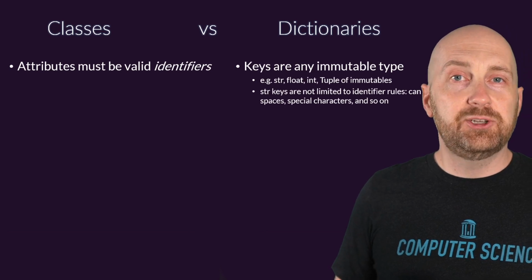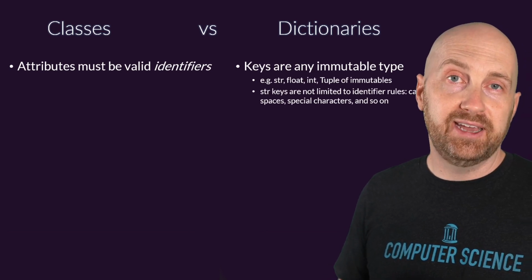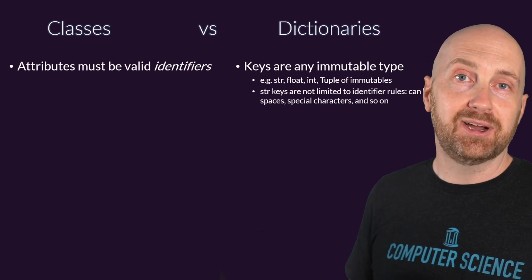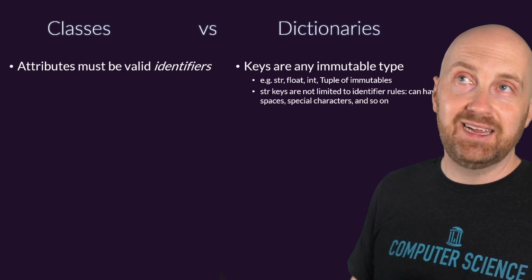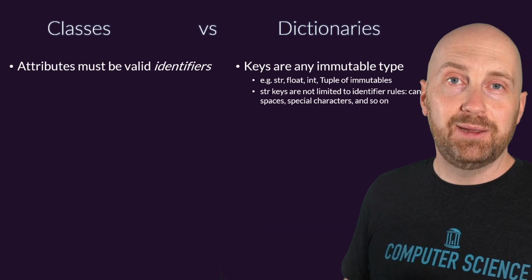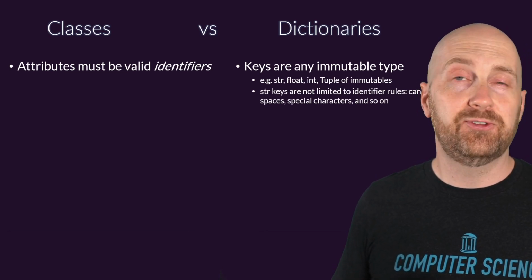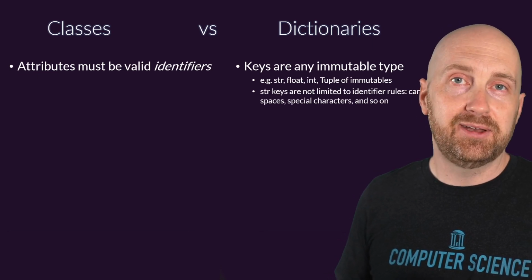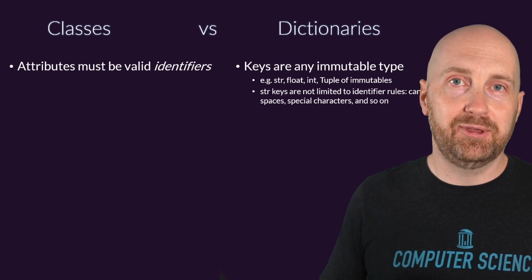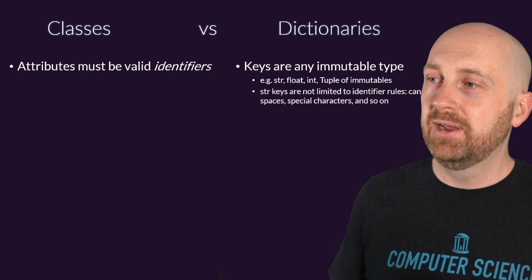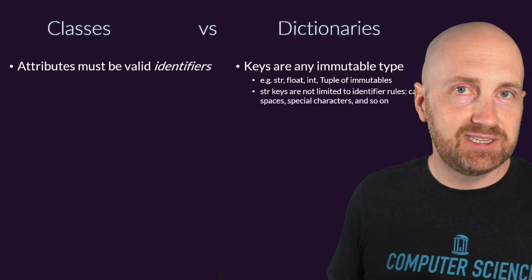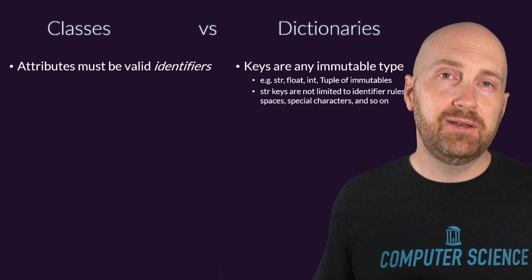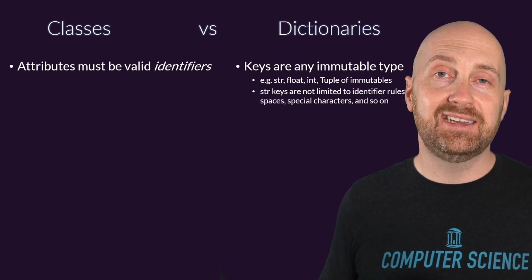So how do classes and dictionaries relate to one another? Well, with a class, your attribute names must be valid identifiers. And remember, an identifier is something like a variable name, a class name, a constant name, a function name. These are all identifiers, and there are rules associated with what's a valid identifier in a given programming language. Like in Python, you have to start it with a letter or an underscore, and it can't contain spaces, things like this.